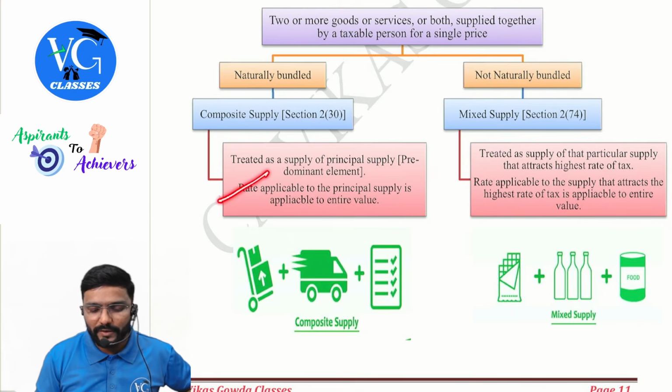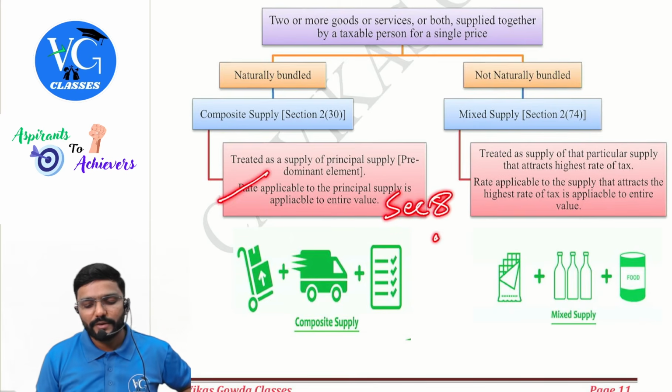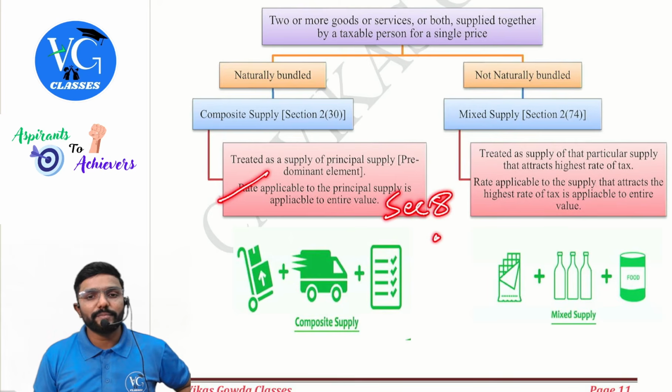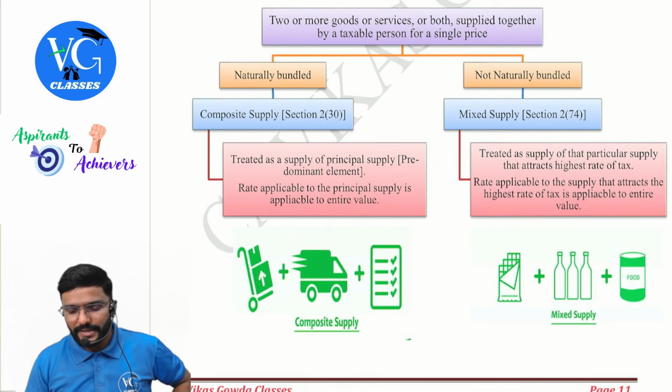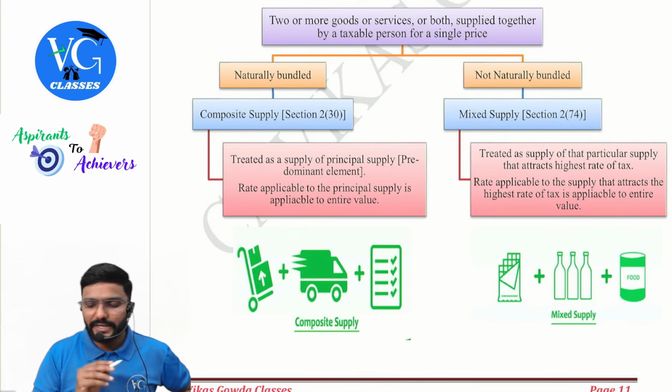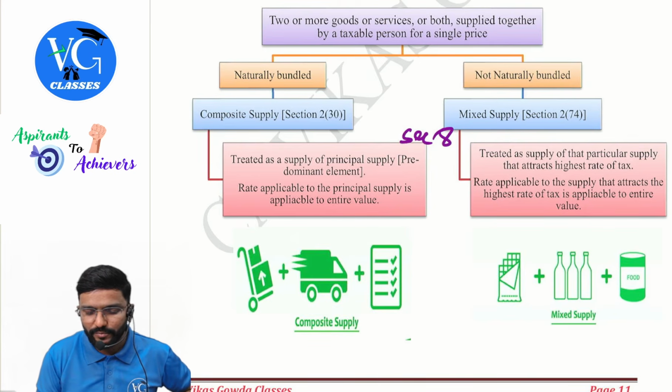So what is the rate applicable? Where is it given? Section 8. The rate applicable to the principal supply will be applicable to the entire value, guys. Then coming to mixed supply: it is treated as the supply of that particular supply that attracts the highest rate of tax. The rate applicable to the supply that attracts the highest rate will be applicable on the entire value. Where is this given, guys? Section 8. Both of these.